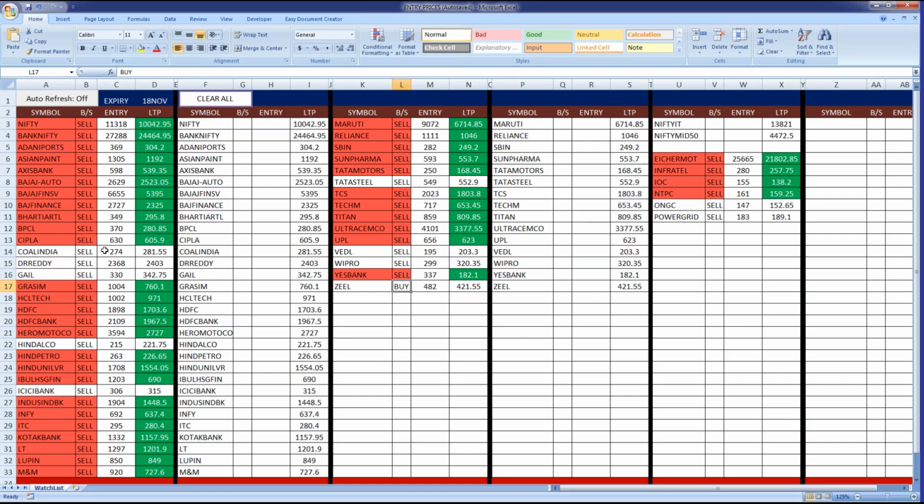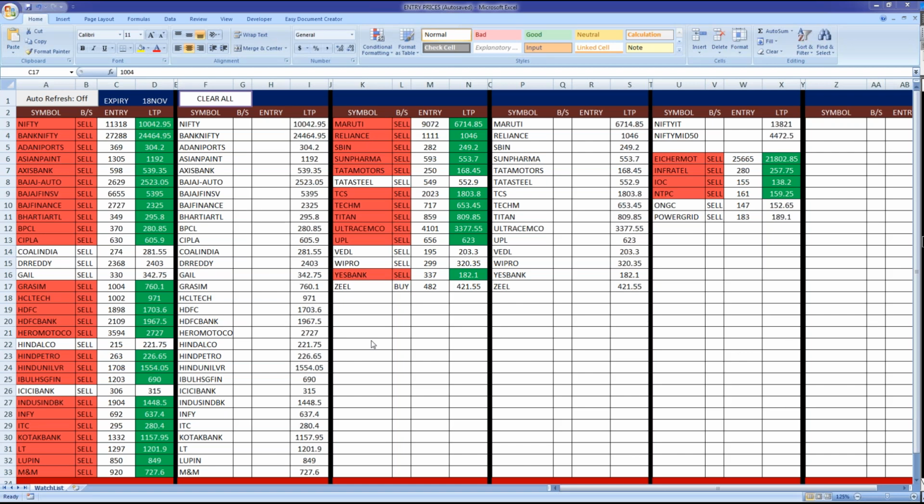So you can see Cipla, your sell entry was 630. Currently it is 605. Grasim, 1,004 was your entry. Now it is at 760. So what you'll have to do is 1,004 minus 760. So that will give you 244 points. And your lot size is 750. So multiplied by 750, that will give you a profit of 1,83,000 in 32 trading days.